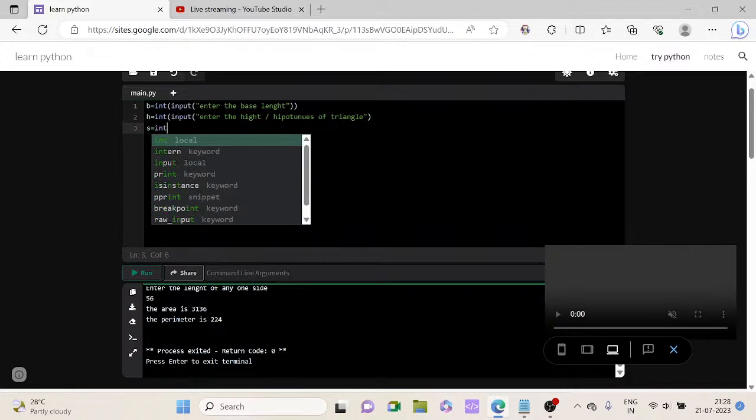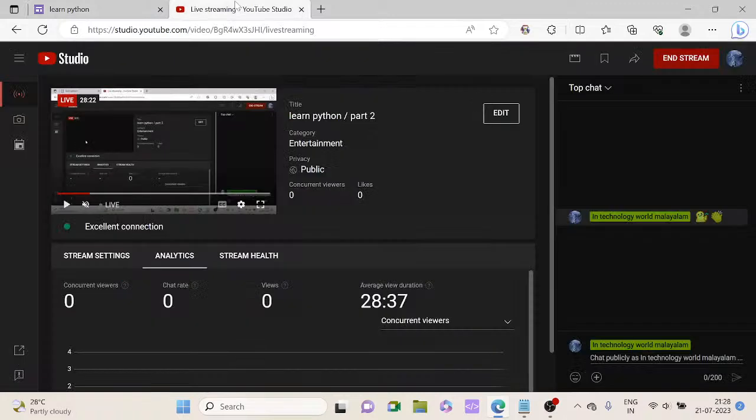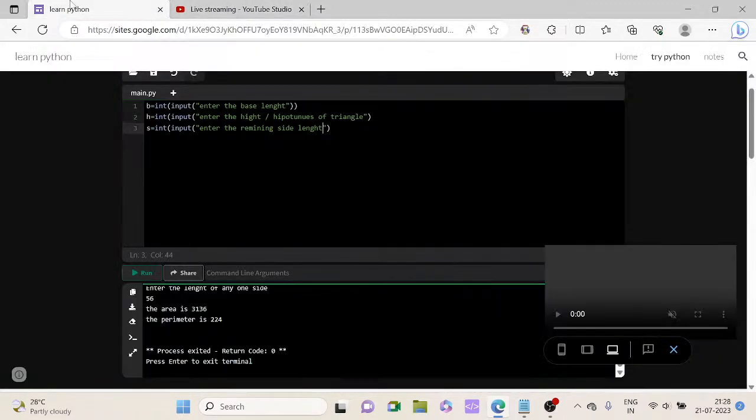So here we have used three lines. Input, again a bracket, inside the inverted comma, enter the remaining side length. So here is your customizable message. This message you can customize. So no problem in the message. You can customize this message yourself.